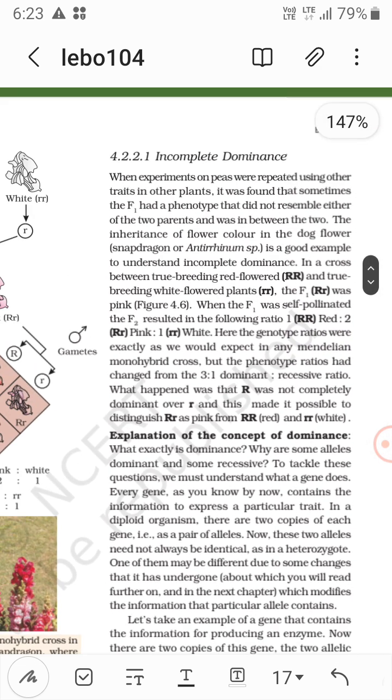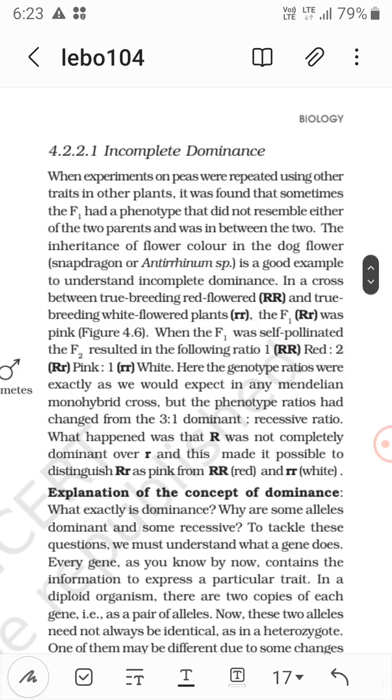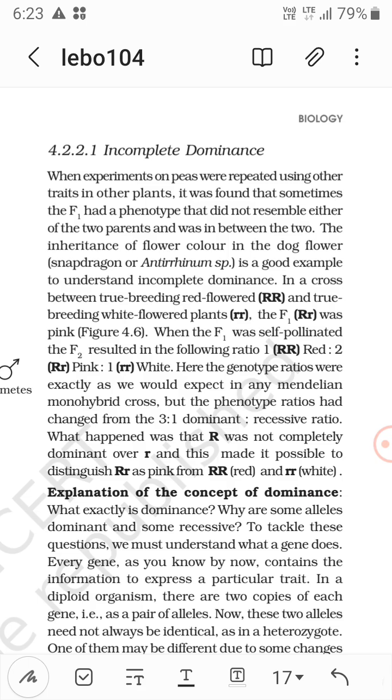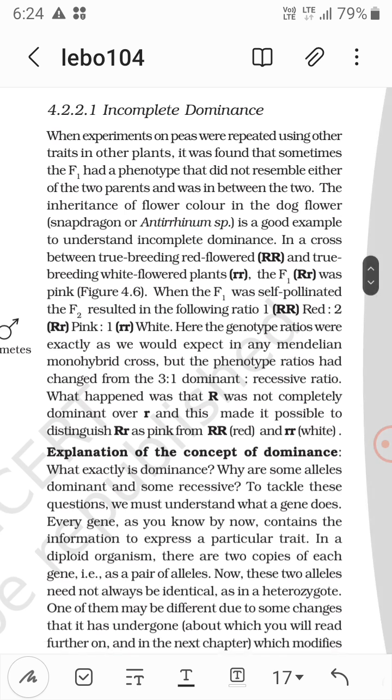So now we are going to study some exceptions to Mendel's law, that is incomplete dominance. When the experiments were repeated using other traits in other plants, it was found that sometimes the F1 had a phenotype that did not resemble either of the two parents and was in between the two. The inheritance of flower color in the dog flower, that is snapdragon or Antirrhinum majus, is a good example to understand incomplete dominance.